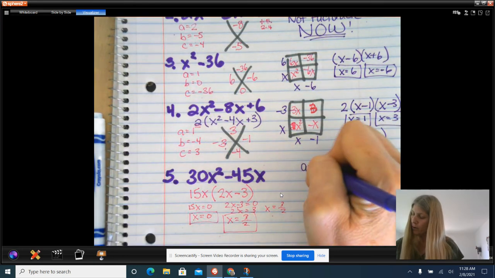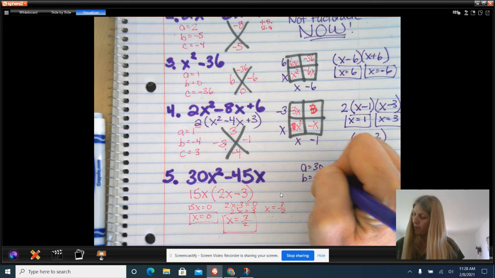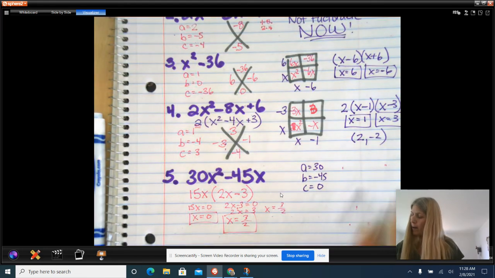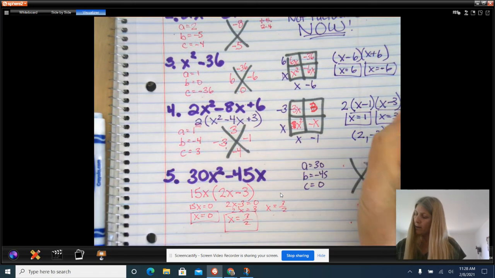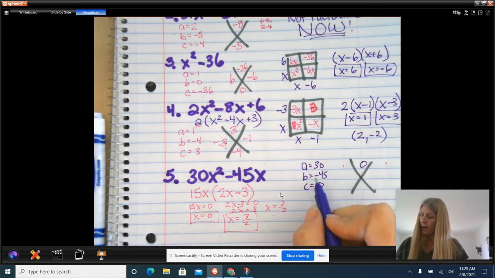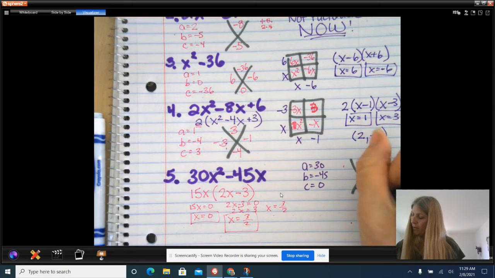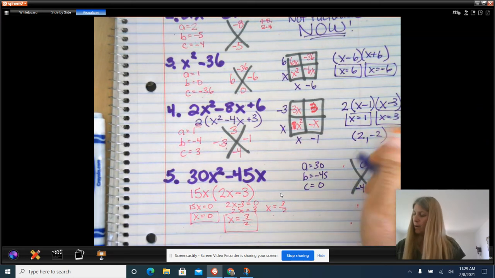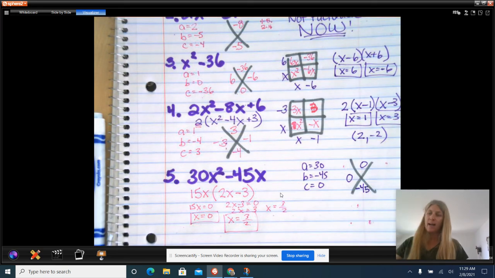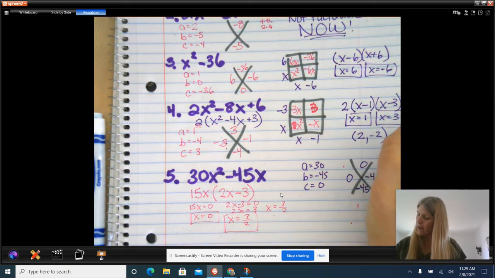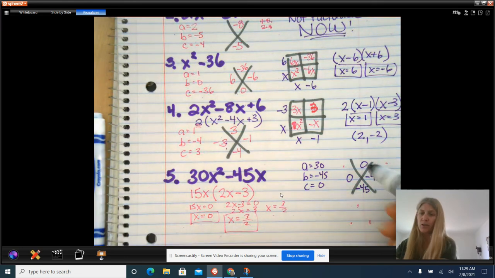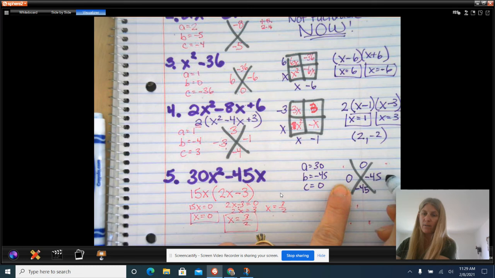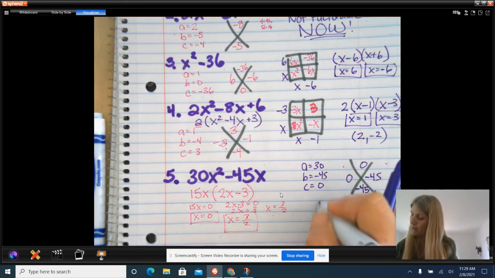My a would be 30, my b would be negative 45, and my c would be 0 in this case. So I would have the 0 up top and a negative 45 below. Now, the only way to multiply to get a 0 is if one of the sides has to be 0. And then to add, it's going to be a 0 and a negative 45. So that's kind of another little trick. If you see that 0 up top, then you know one of them is going to be 0, and the other one's going to be the down below number itself.